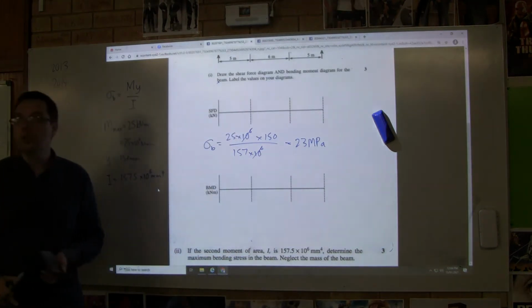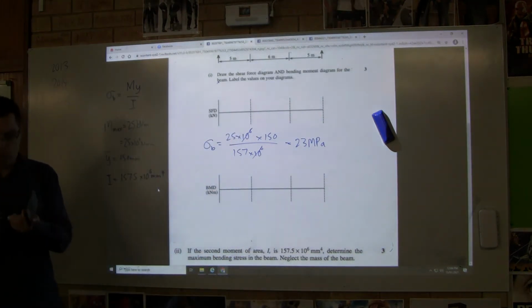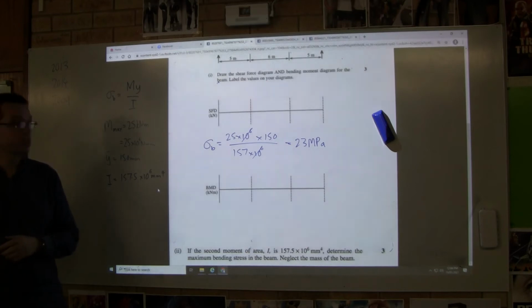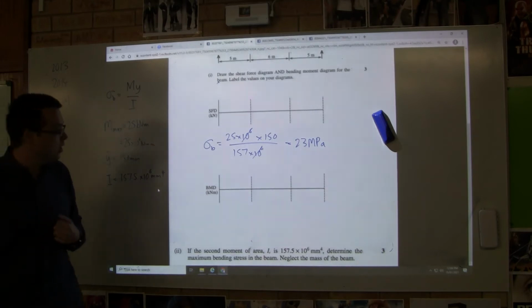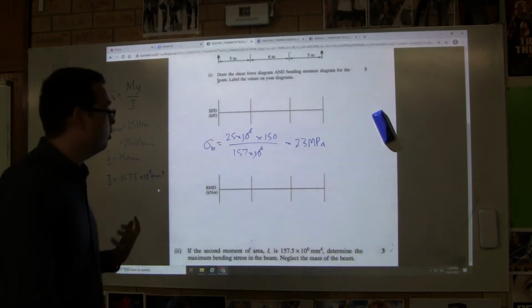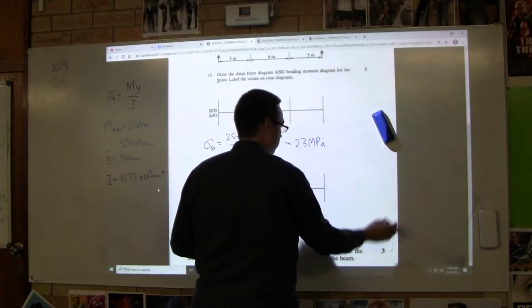Okay, 23 megapascals is pretty low, right? For steel, that would have a huge factor of safety. For concrete, that's okay. That's probably where we'd expect the load to be for concrete. Okay, so we're happy with that. That's our question. That was worth a total of 6 marks, 3 and 3.